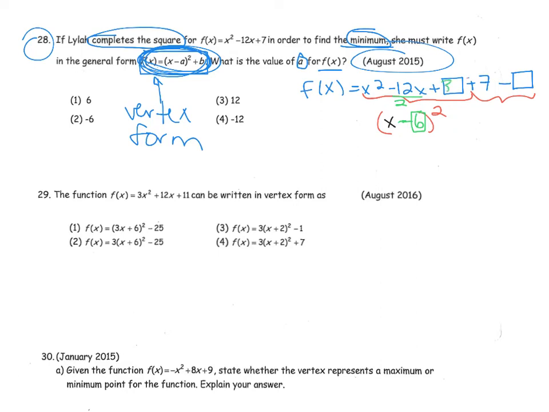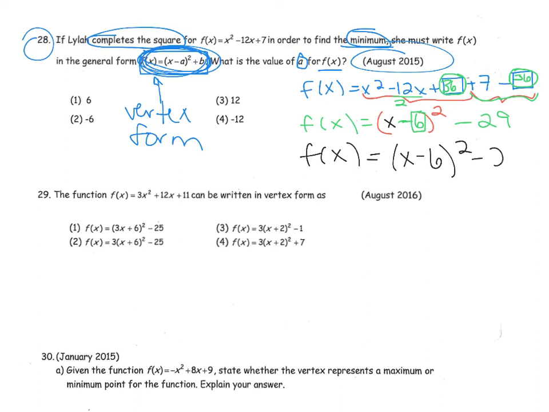6 squared is 36. So if I add 36 here, I'm also subtracting 36 here. Okay? And we're just combining like terms. 7 minus 36 is -29. And here we have it. This is vertex form. Okay, so let's just write this a little bit nicer. We have f of x equals (x minus 6) squared minus 29.